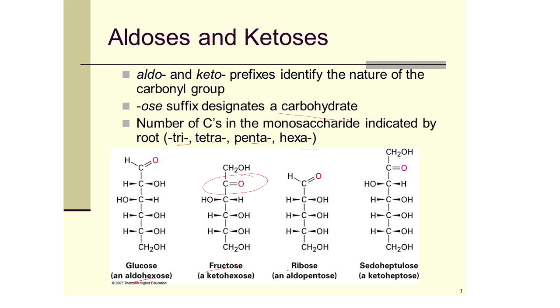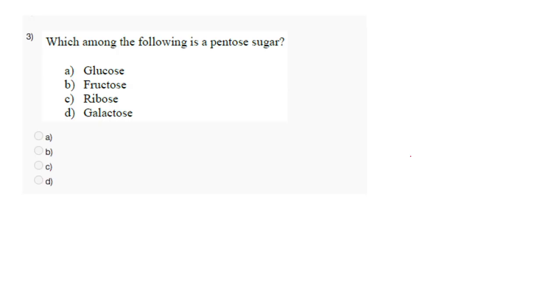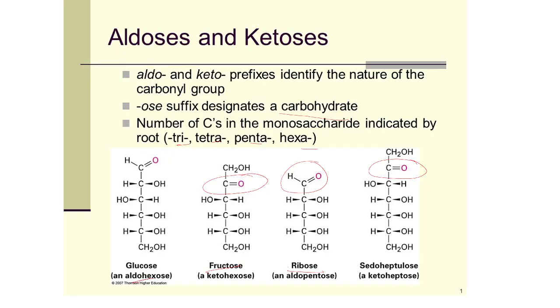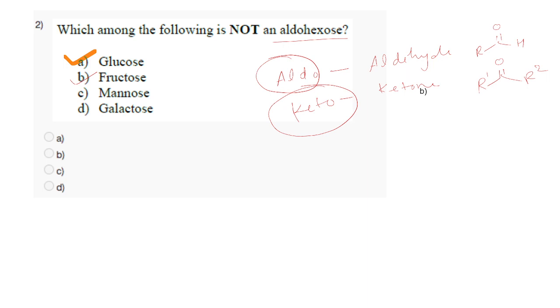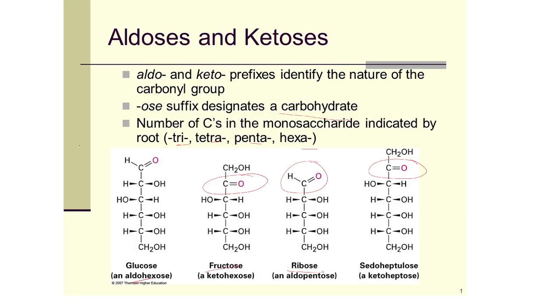This is ribose, an aldopentose. This pseudoheptulose is again a keto group. And mannose and galactose also are aldohexoses. So fructose is the correct option here. These kinds of questions will come. They will ask about the functional group. Option B is correct.